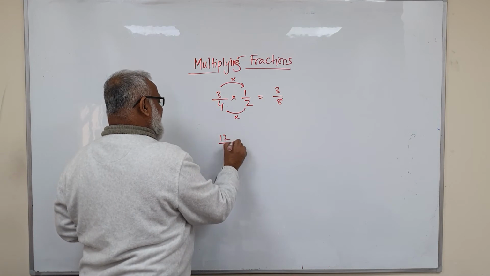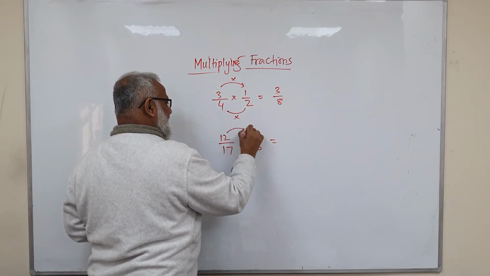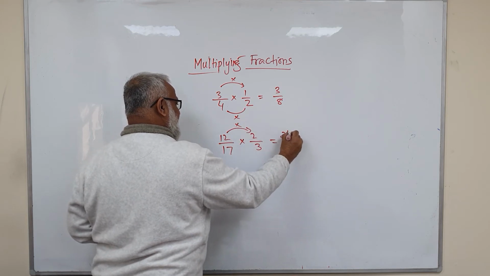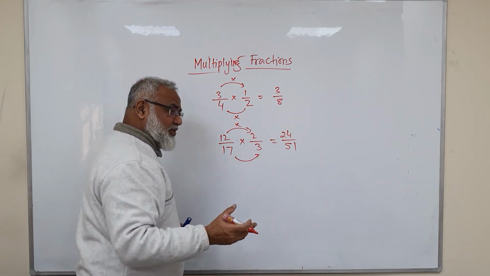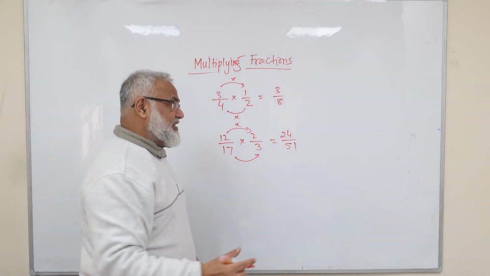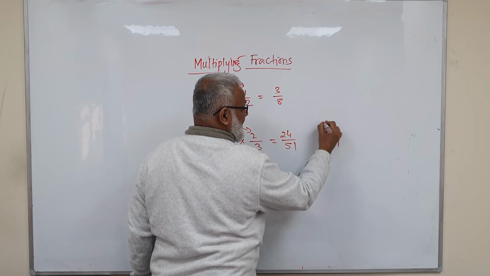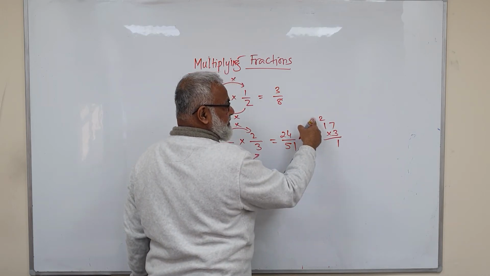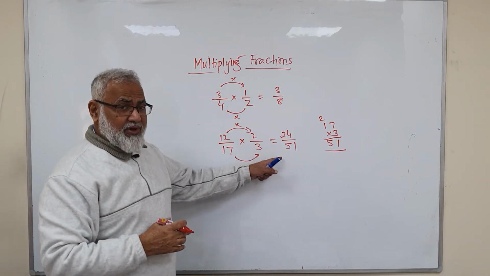So 12 over 17 times by 2 over 3. 12 times 2 is 24. 17 times 3 is 51. And there's nothing wrong if you don't know 17 times 3. Take your time, times this. 3 times 7, 21. Carry 2. 3 times 1 is 3 plus 2, 5. That's all. As long as you can write this answer, you're okay.